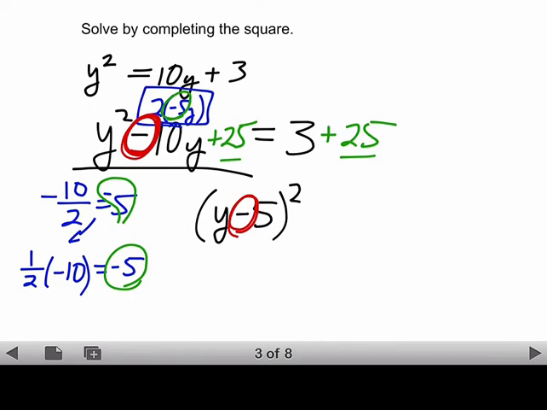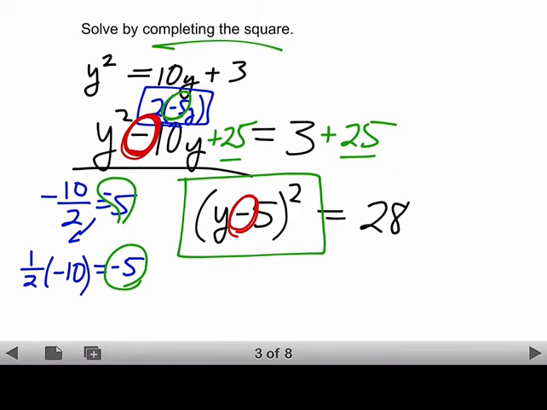On the right hand side, we simplify, get 28, and you may be wondering, why did we just complete the square? Why do we want to write this as something squared? If you recall the square root property, if I have something squared equals number, I can square root both sides of the equation, and that's what we're after. We're completing the square so that we can square root. Let me rewrite this so it's nice and clean here. Y minus 5, the quantity squared, is equal to 28.